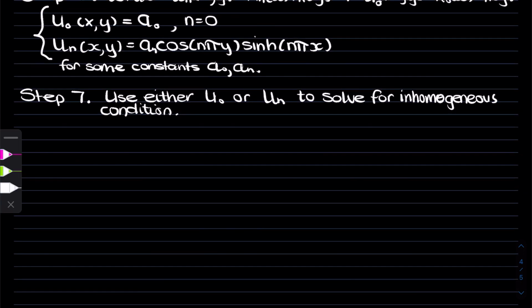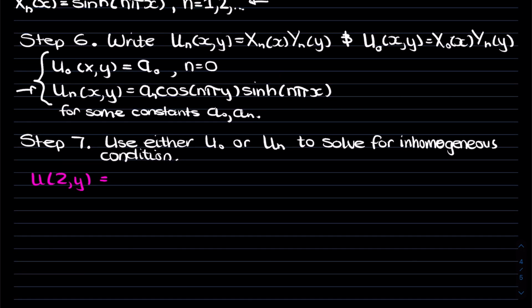So our inhomogeneous condition was this, u of 2y. We can set that equal to our U_n case when x equals 2. So all I'm writing is our U_n and putting 2 for the x's. So we get A_n cosine n pi y hyperbolic sine of n pi 2, and that we set equal to what the actual inhomogeneous condition is, which is cosine pi y.